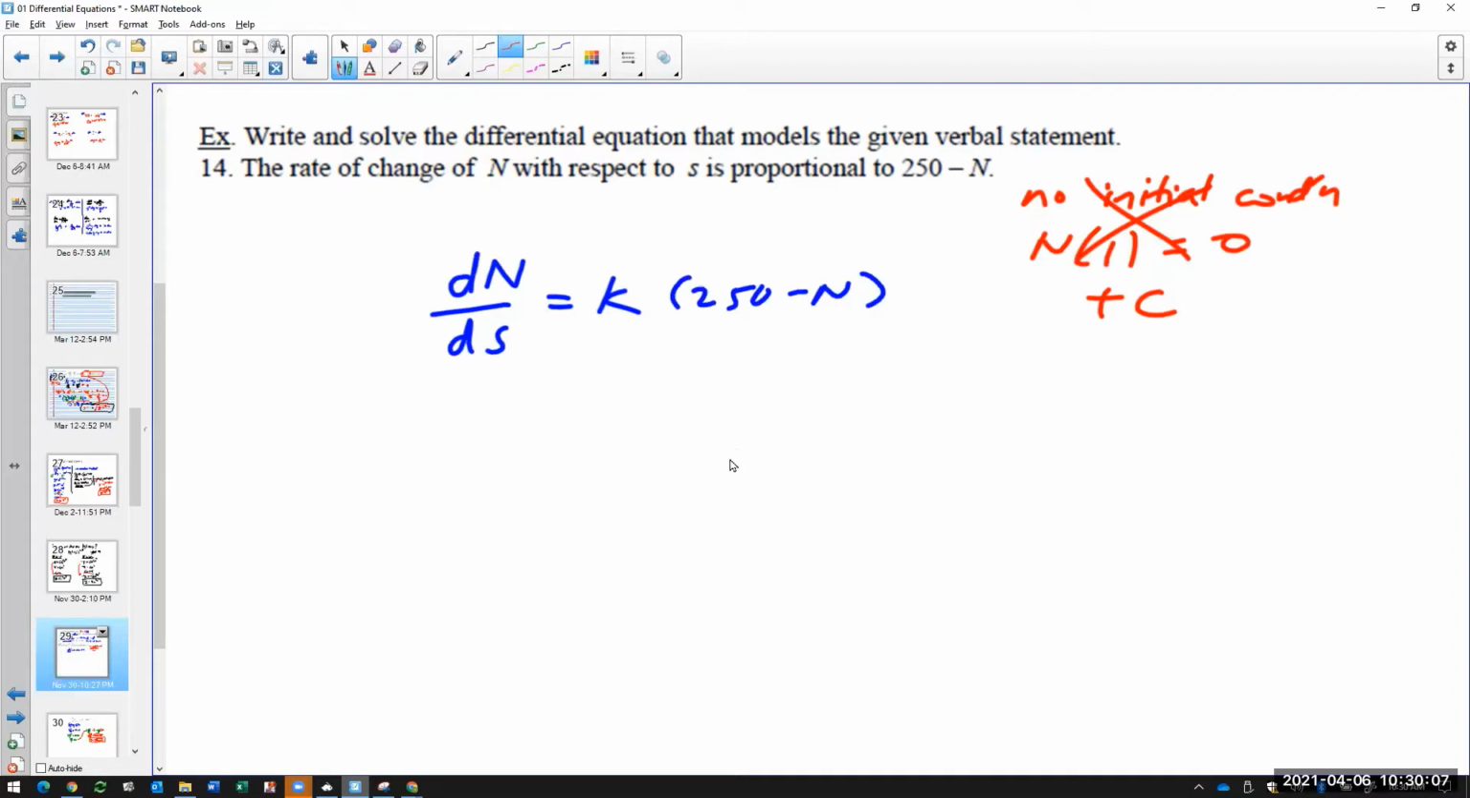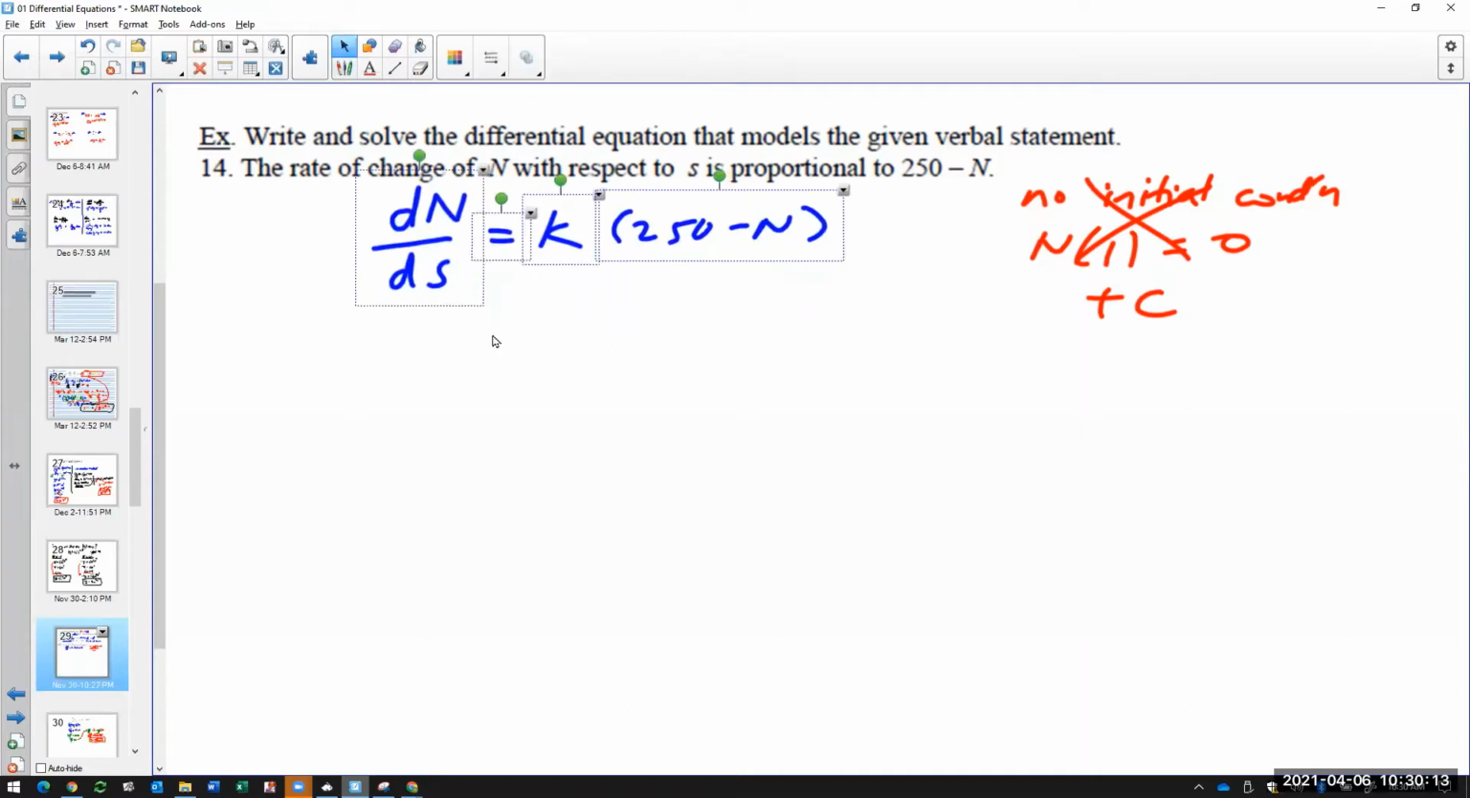This problem's a little bit more challenging, and let me show you why. Hopefully you did your homework last night so that you can understand what we're doing today, because we're going to add a little bit to it. I need to solve this differential equation.